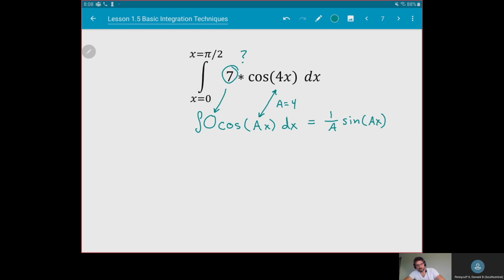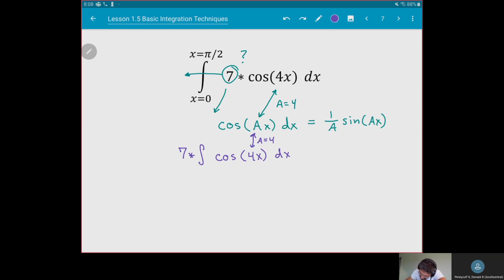So there's a rule that we're going to use a lot. And that is if you have multiplication, just a number, no 7x's, just 7. If you've just got a number, then you can yank it out front. And so this will turn into 7 times the integral of cosine 4x dx. Okay. Now the a's match up, and there's nothing out here.